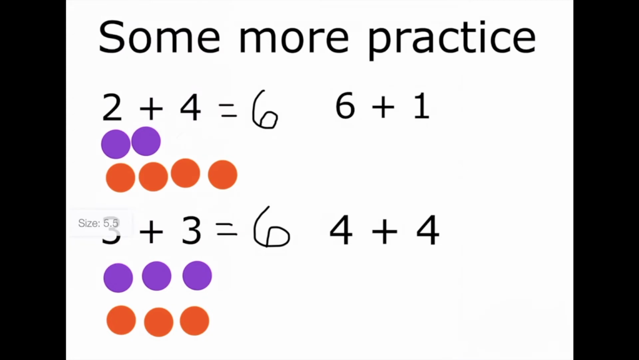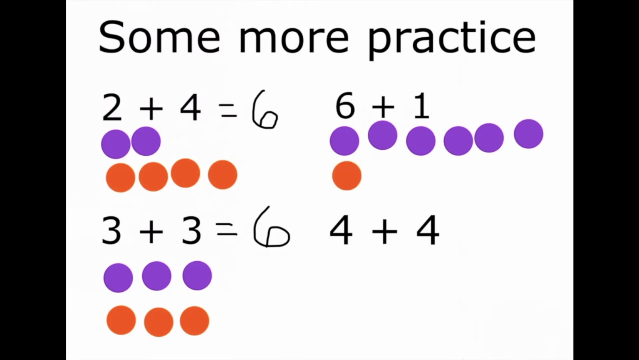The next equation, 6 plus 1, we can start by drawing out 6 counters representing the value of 6 and 1 counter representing the value of 1. Let's count the total number of counters we have, and we know that the value of 6 plus 1 is 7.